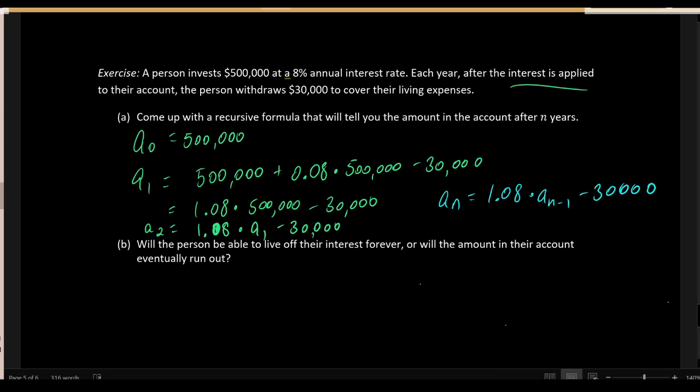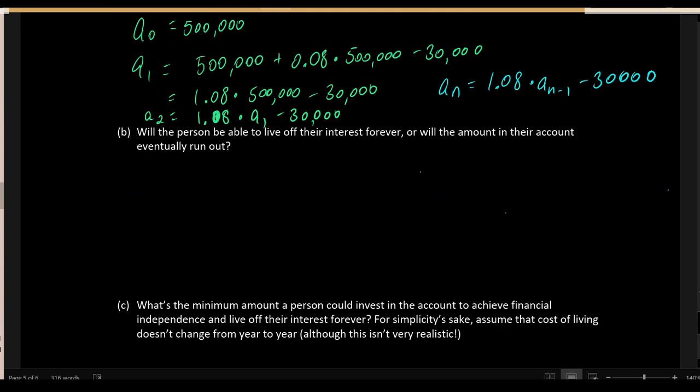Follow-up question. This person with these living expenses and with this investment at this interest rate, are they able to live off the interest forevermore? Now we're going to just assume, even though it's not very realistic, that their living expenses remain at about $30,000 for the rest of their lives. Of course, cost of living goes up over time, but it creates a very complicated problem when you involve cost of living, more complicated than we're going to do here.